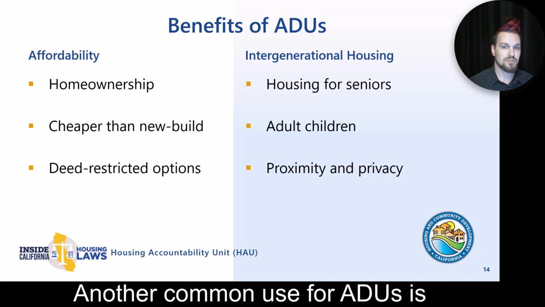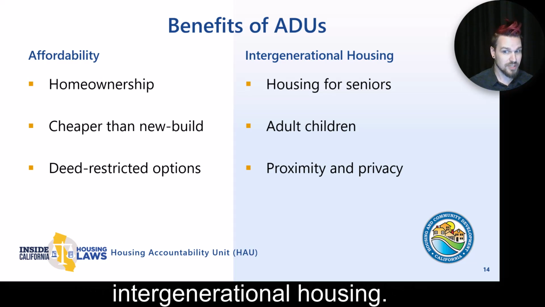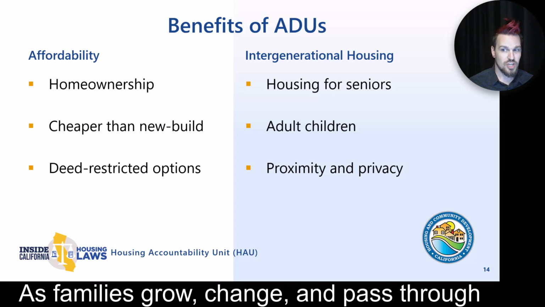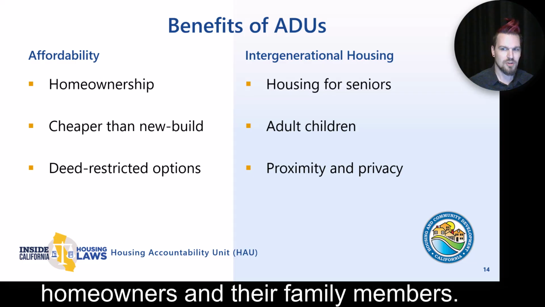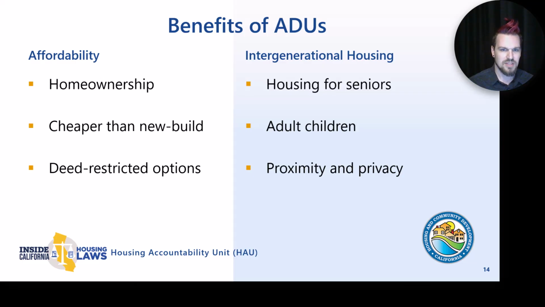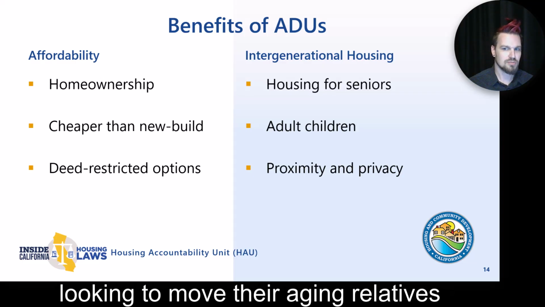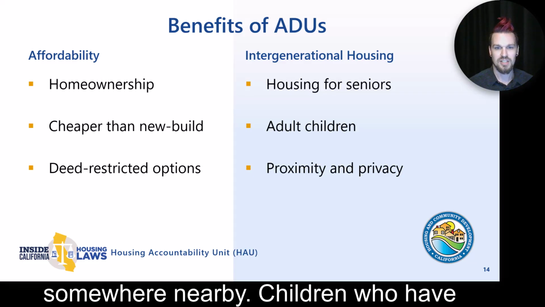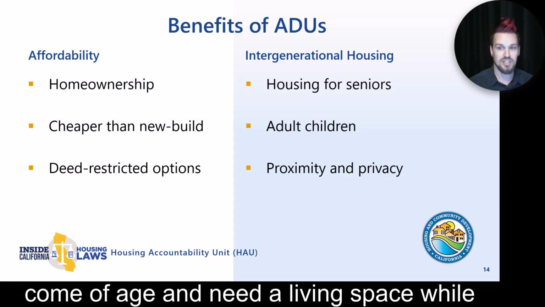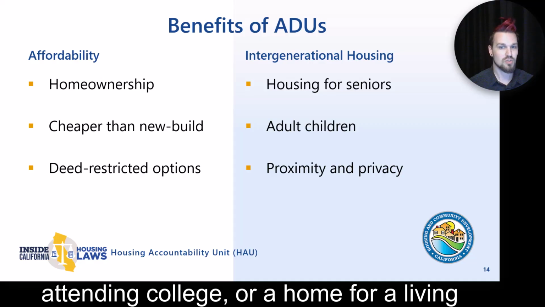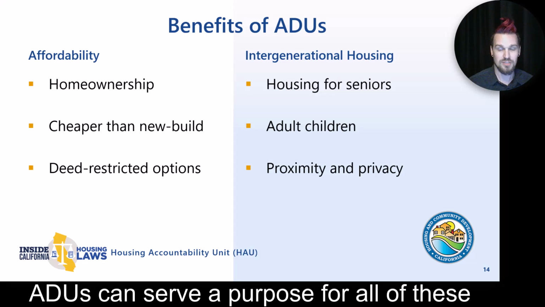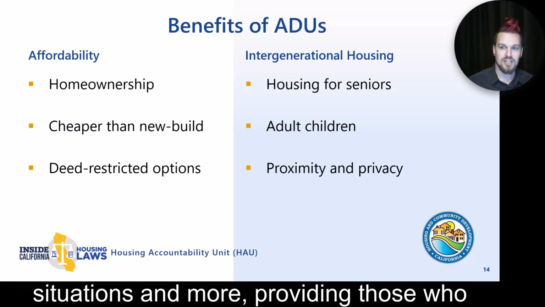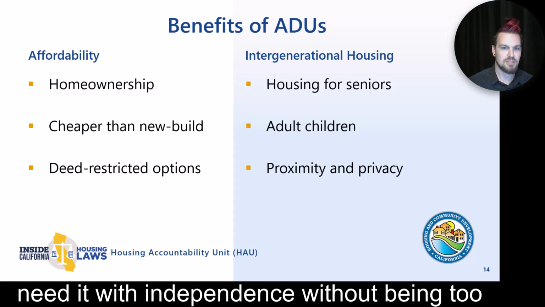Another common use for ADUs is intergenerational housing. As families grow, change, and pass through those big life milestones, ADUs can provide a more independent arrangement for homeowners and their family members. Consider, for example, those who are looking to move their aging relatives somewhere nearby, children who have come of age and need a living space while attending college, or a home for a live-in caretaker. ADUs can serve a purpose for all of these situations and more, providing those who need it with independence without being too far away.